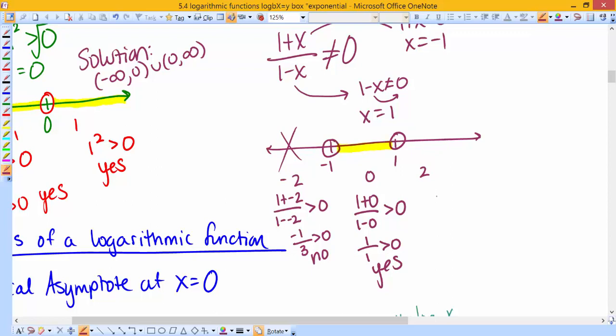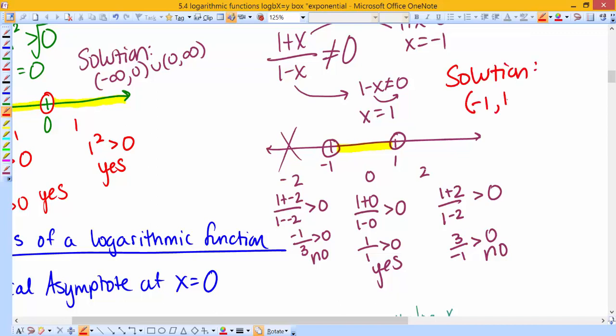And then the last piece, 2 plus, sorry, I keep putting the wrong one first. 1 plus 2 over 1 minus 2 must also be greater than 0. 3 over -1, is that greater than 0? No. So now I need to write my solution. It's between -1 and 1, not included because they are open circles.